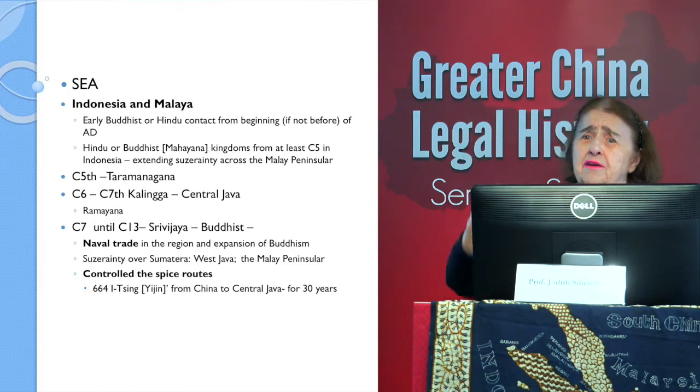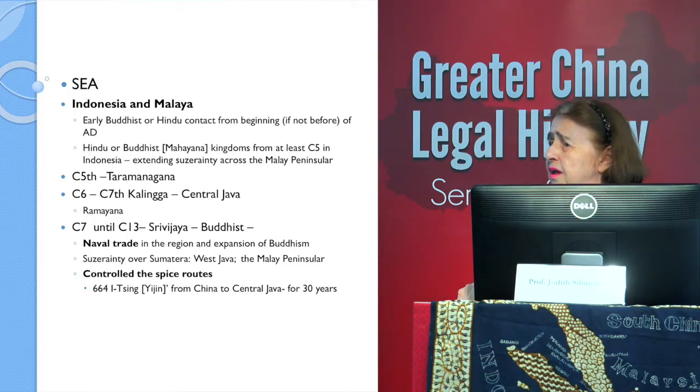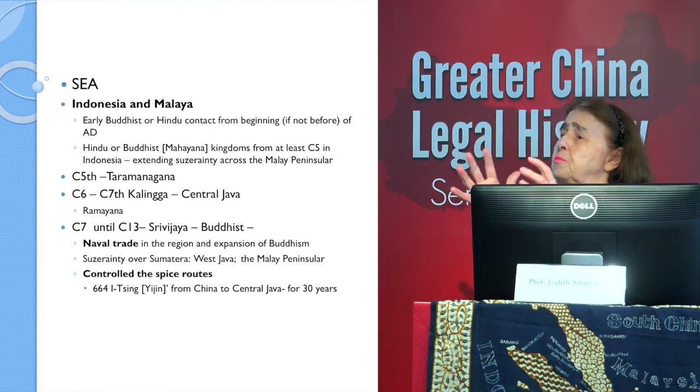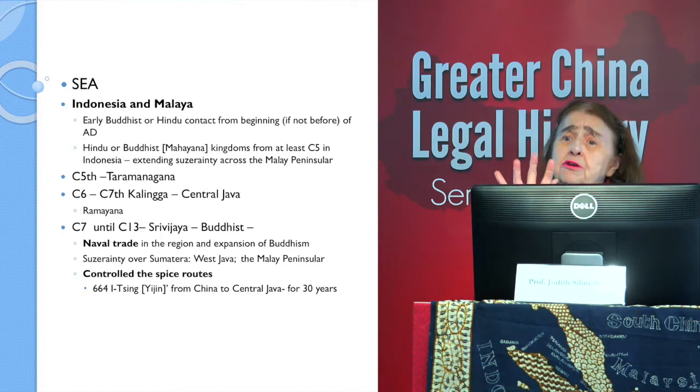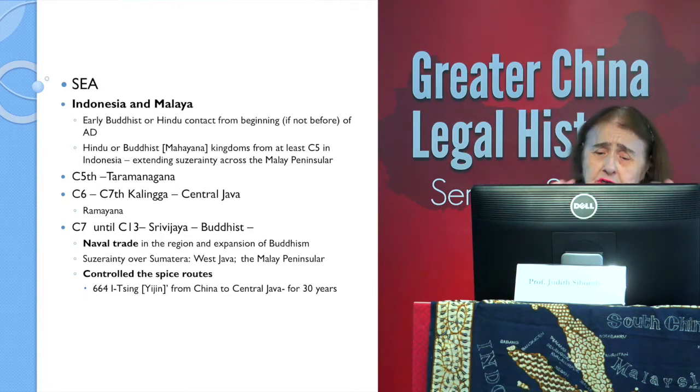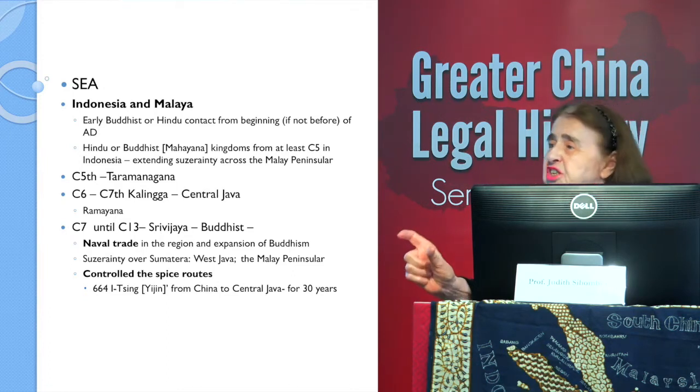5th century, first kingdom in Sumatra with Hindu Buddhist. And they were always Hindu Buddhist in most cases, not Hindu or Buddhist, mostly joined in. 6th to 7th century, Kalinga, Central Java.